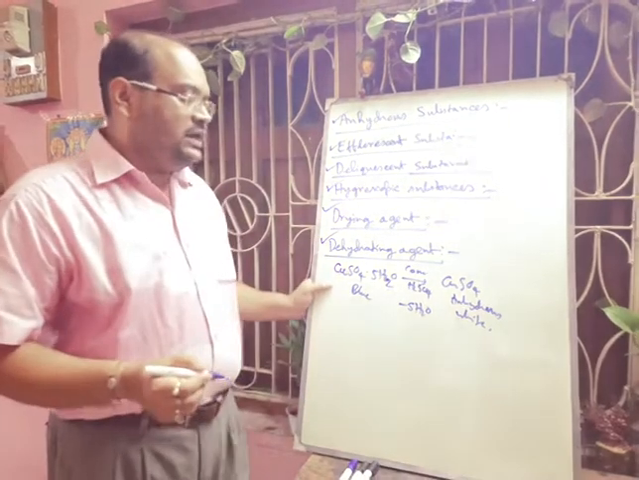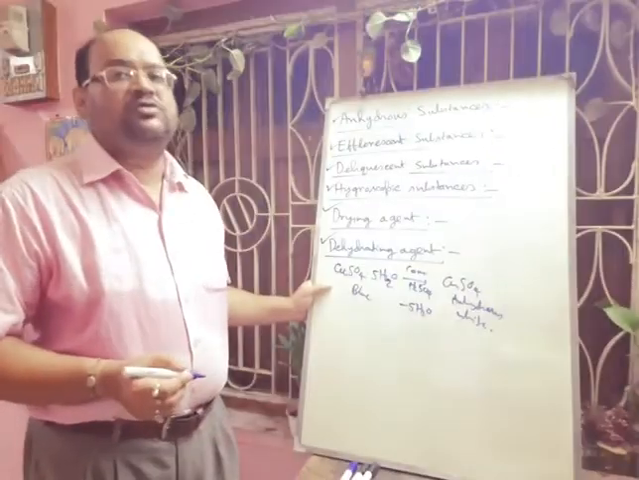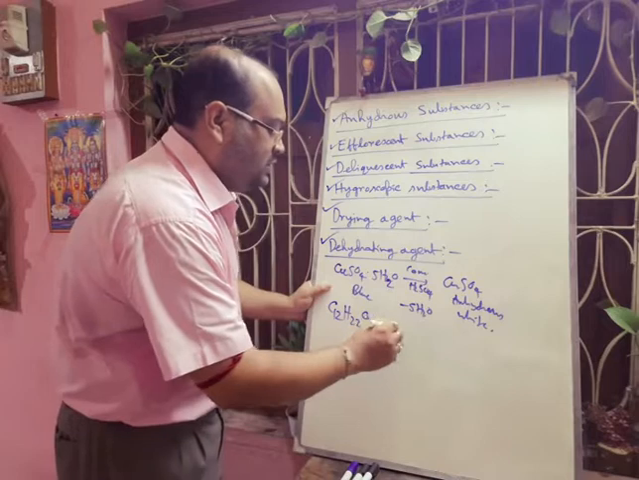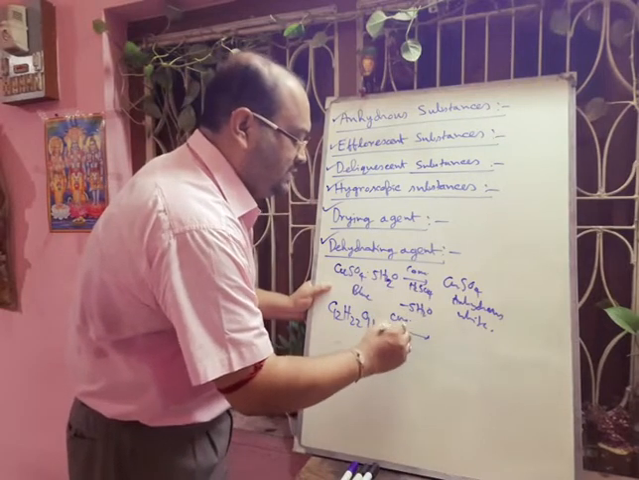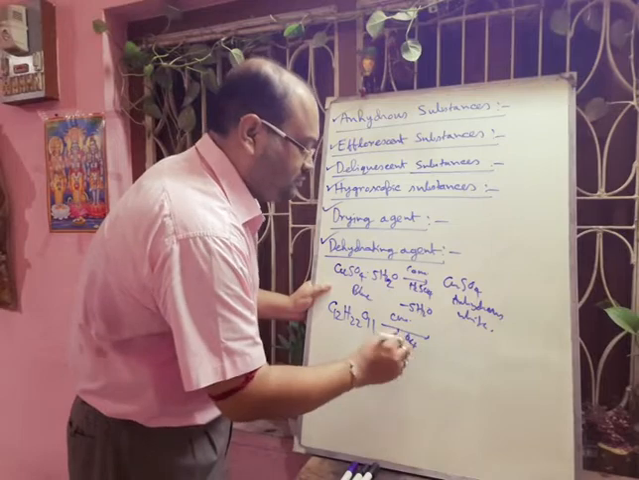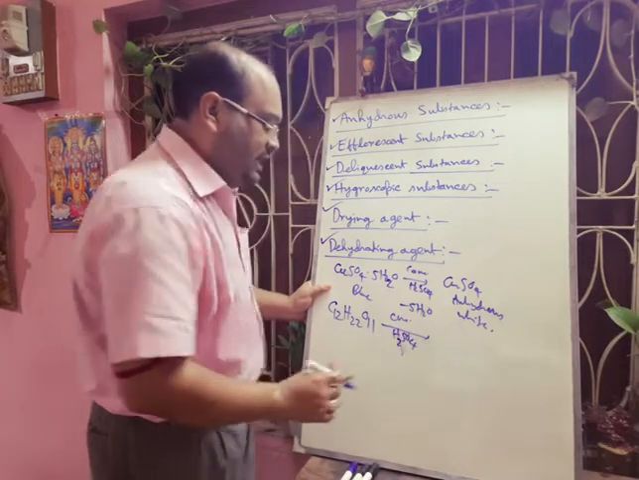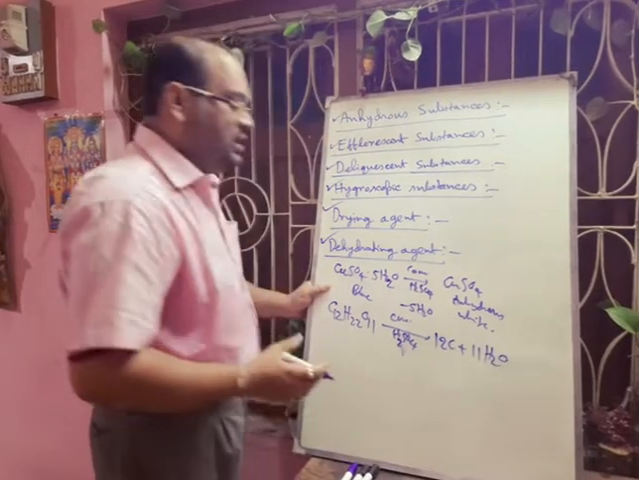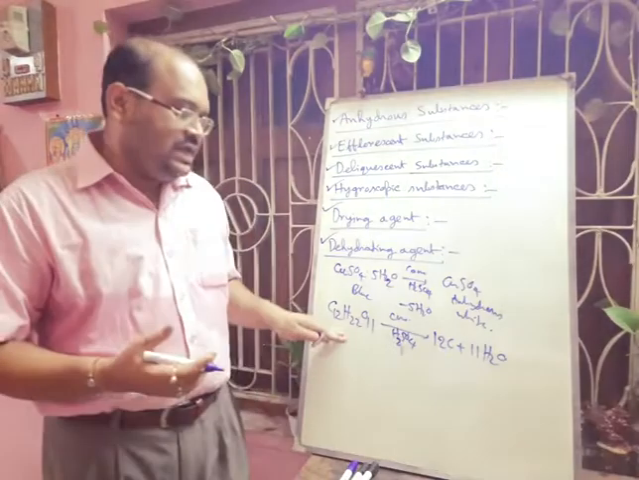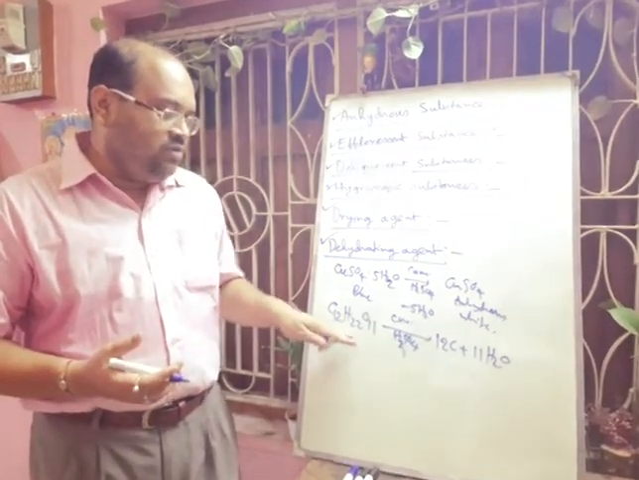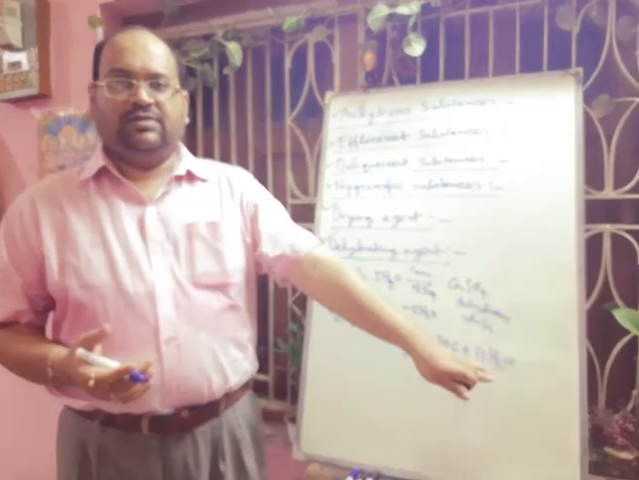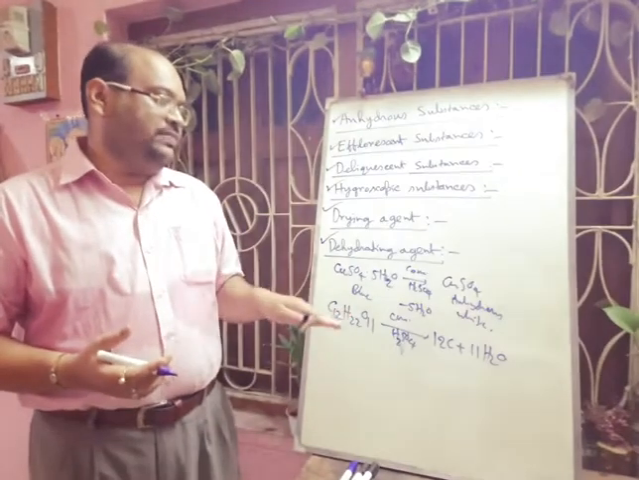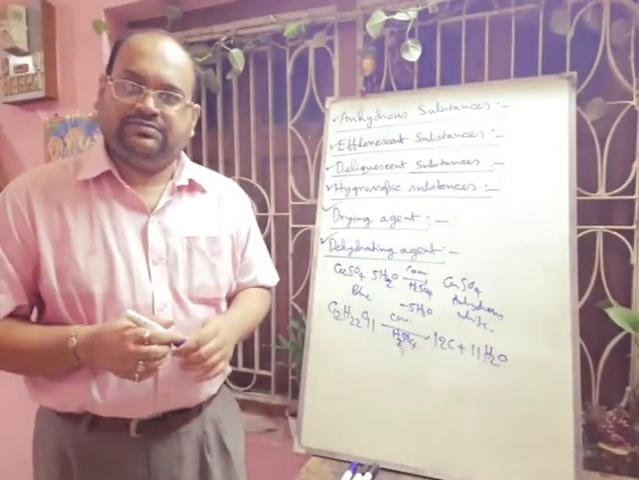Another example we can give is in case of sucrose. Sucrose formula is C12H22O11. So if we add concentrated sulfuric acid, there will be charring of sucrose, and you will get 12 carbon plus 11 water. So it will remove water chemically. Here whatever we are observing, a new compound is formed in this case. So these types of chemicals are called dehydrating agents.